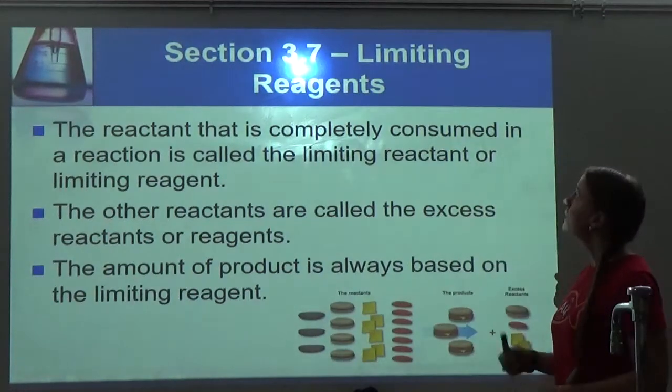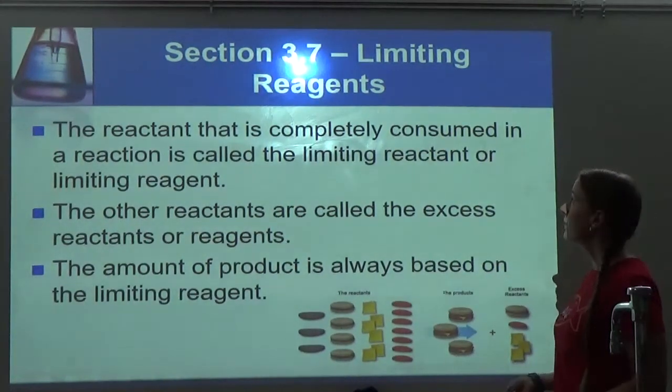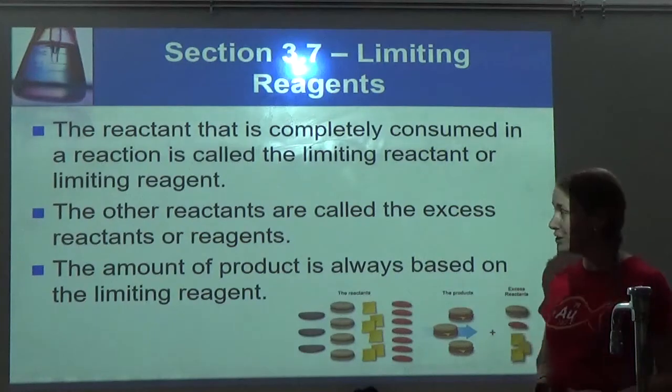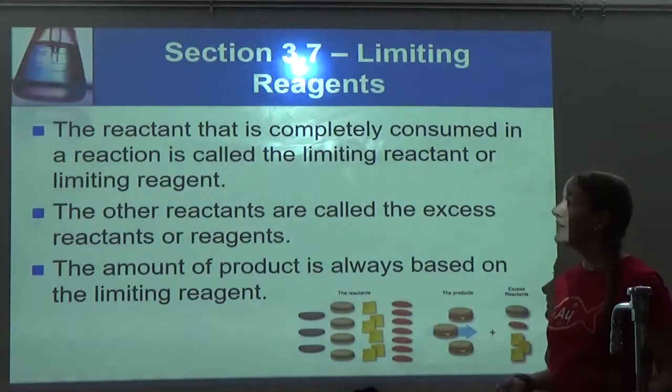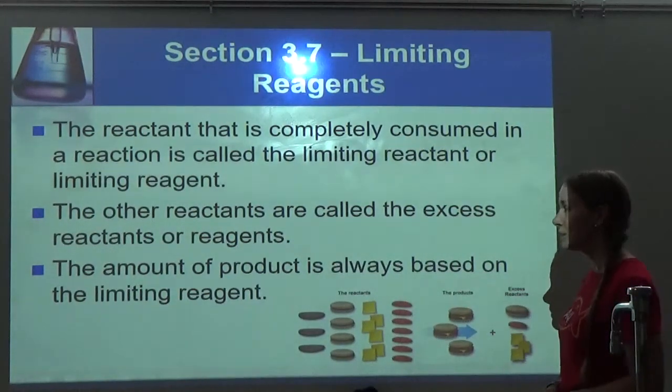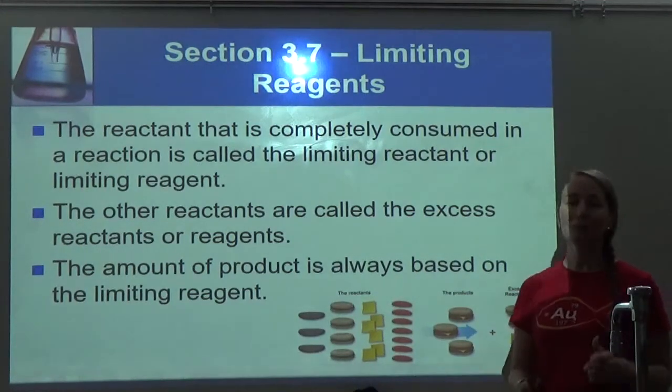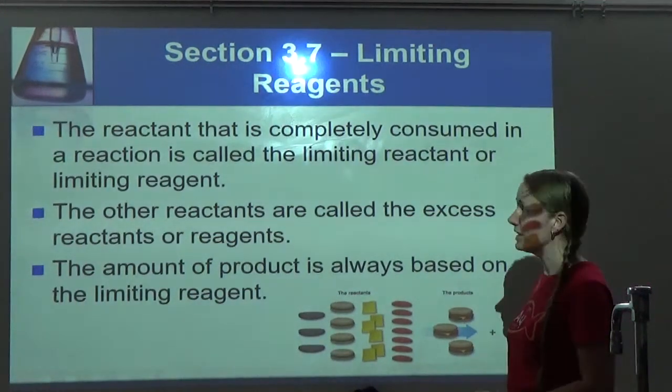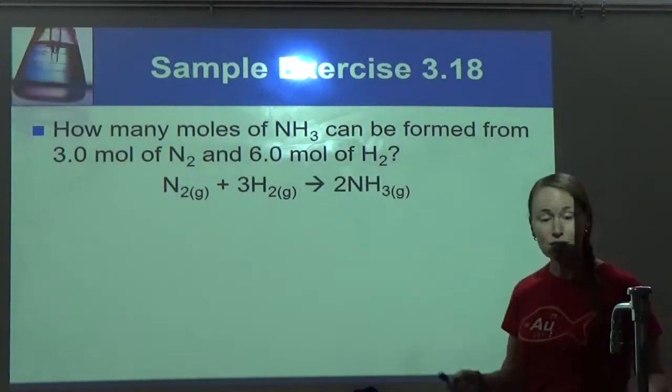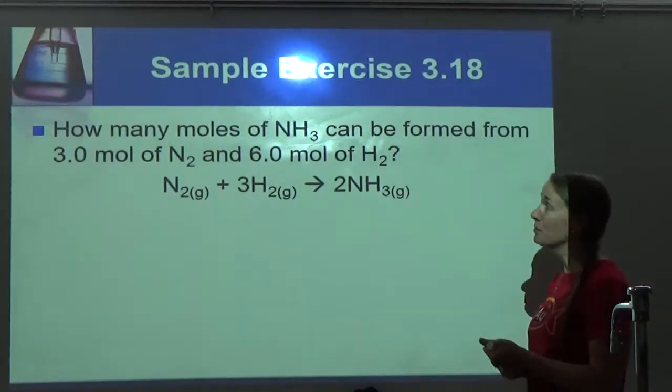So the reactant that is completely consumed in a reaction is called the limiting reactant or the limiting reagent. The other reactants are called the excess reactants or reagents. The amount of product is always based on the limiting reagent, not the excess. So let's go ahead and jump in because this should all be reviewed.